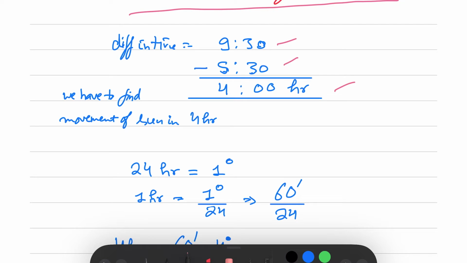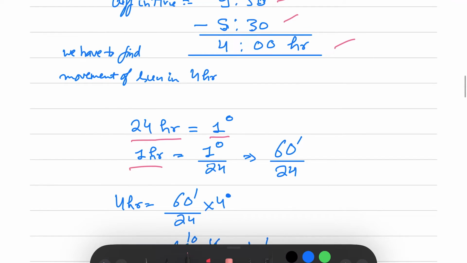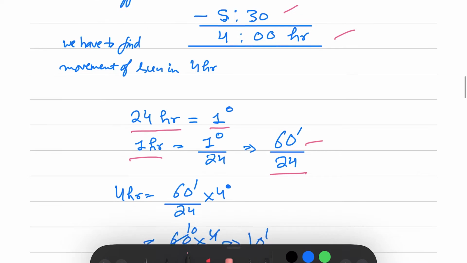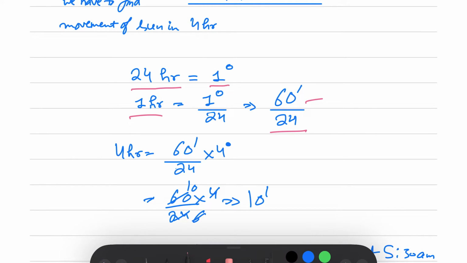We know that in 24 hours the sun moved 1 degree. For 1 hour it will be 1 by 24. 1 degree equals 60 arc minutes, so I have written 60 by 24. For 4 hours we multiply it by 4, so 60 by 24 into 4. If we cut 4 into 24 we get 6, and 60 divided by 6 gives 10. So we get 10 arc minutes.